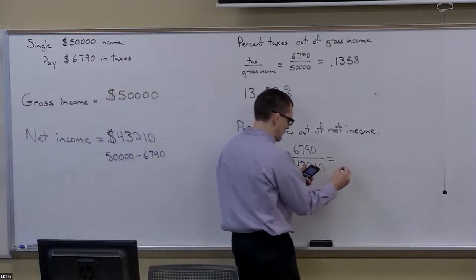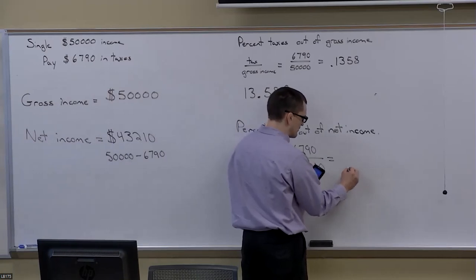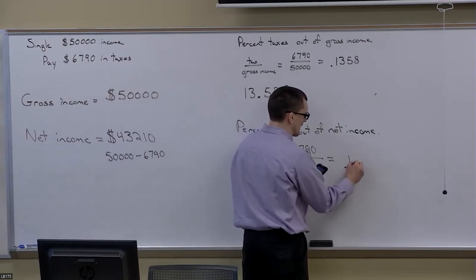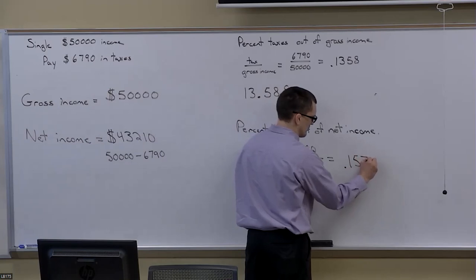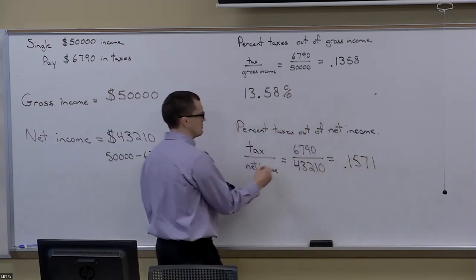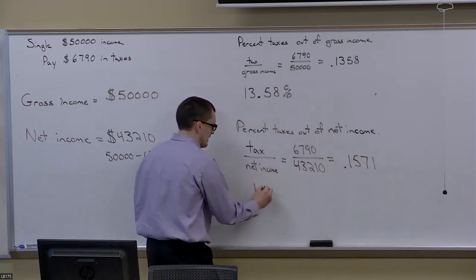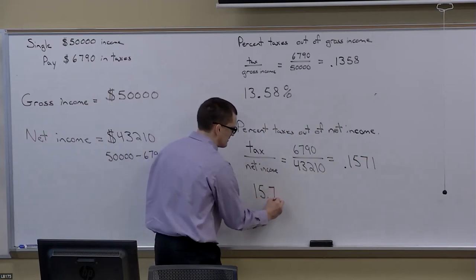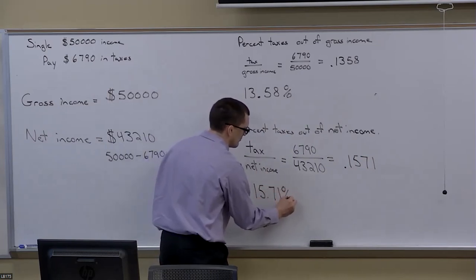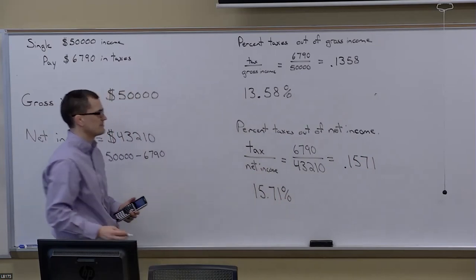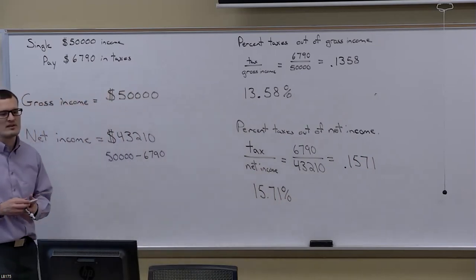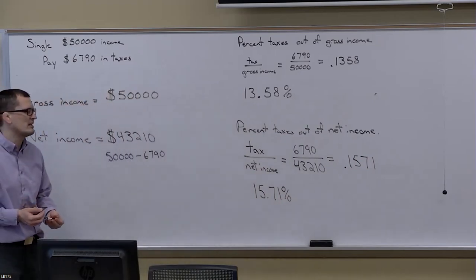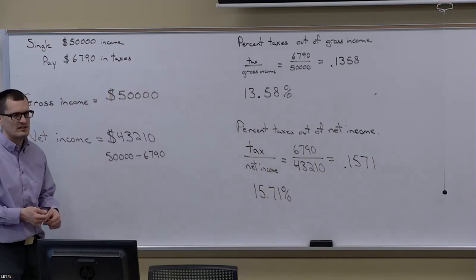And you get about 0.1571. The reason I'm going out 4 decimal places is that when I change it into a percentage, that's 15.71%. Again, leave a little blank after that. It'll be a specific word.